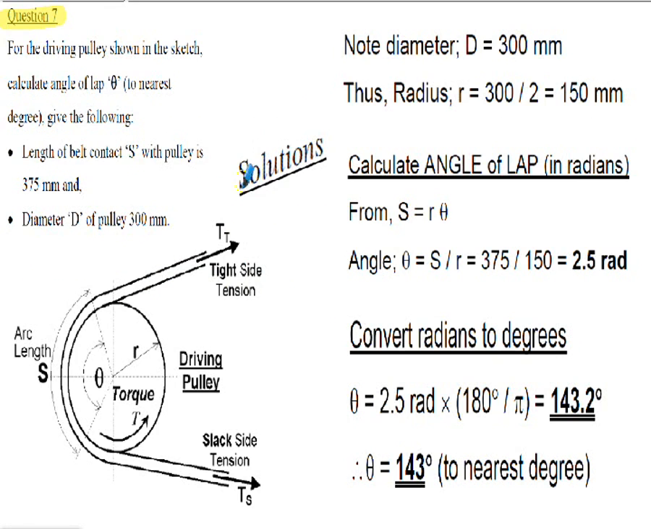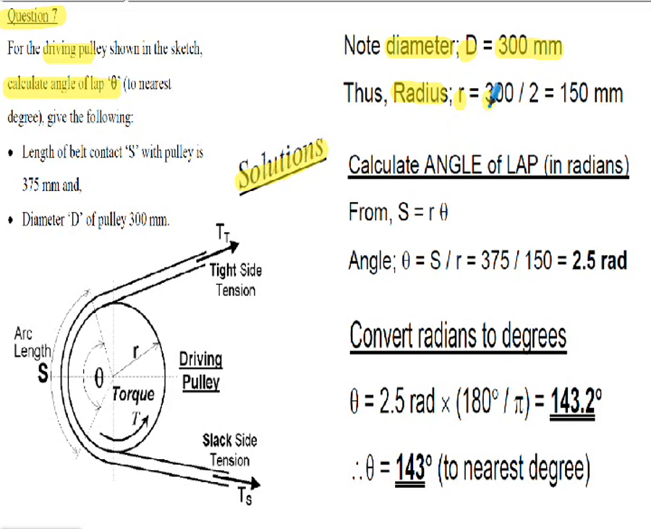Question 7, solution shown here. So we're given a drive-in pulley, shown in the sketch below, and asked to calculate the angle of lap theta. First thing to notice in the question is that we were given the diameter of the pulley, D, which was 300 millimeters. But obviously in the calculations we're using, we need to know what the radius is. So the first thing I've shown here is the calculation for radius.